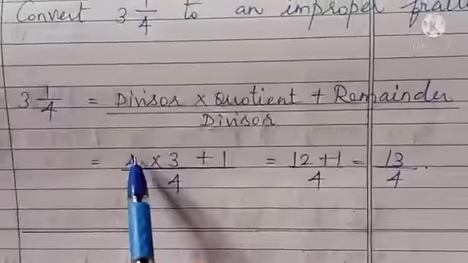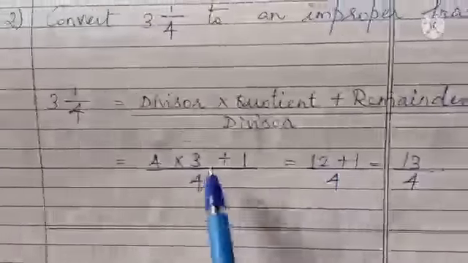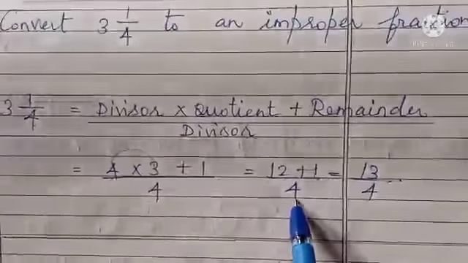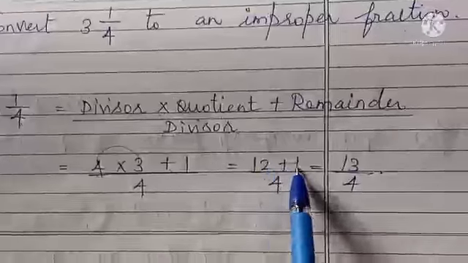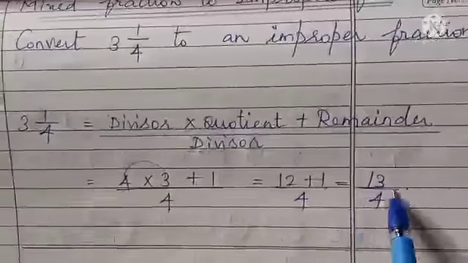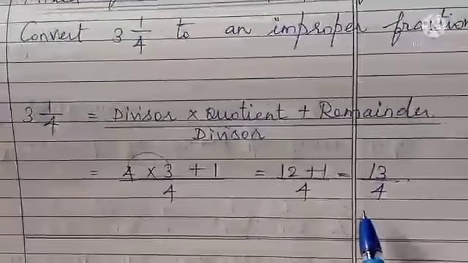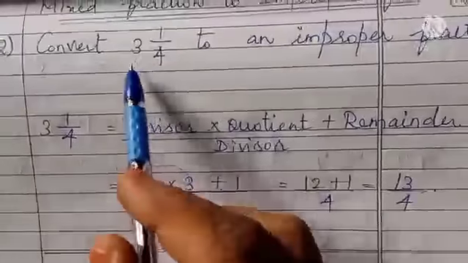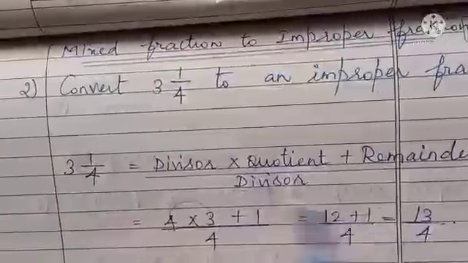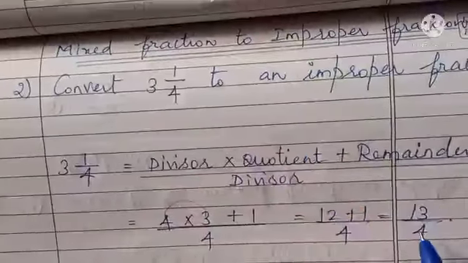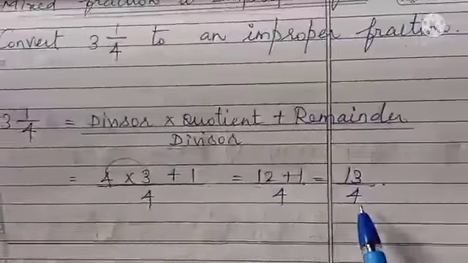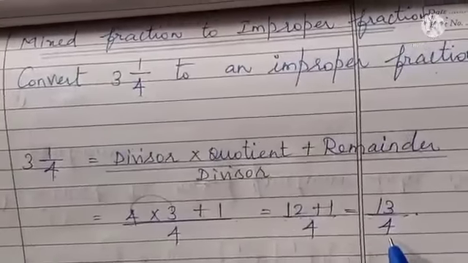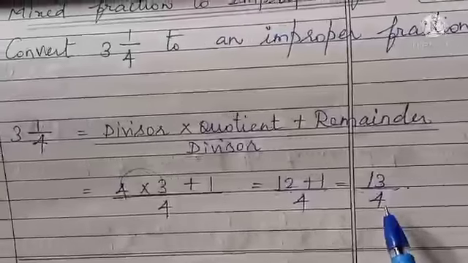4. Now tell me, 4 3s are 12, plus 1, divided by 4. 12 plus 1 will give you 13. 13 divided by 4. So this is how we have to change 3 1 by 4 into its form of improper fraction, like 13 by 4. Why are you saying this is an improper fraction? Because 13 is more than 4, isn't it?